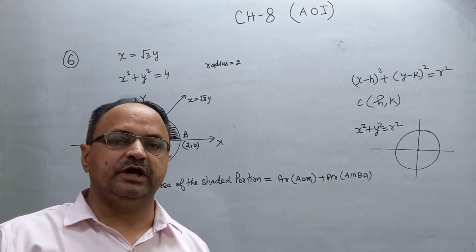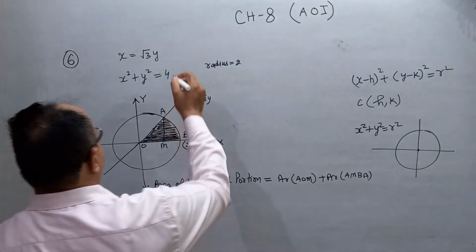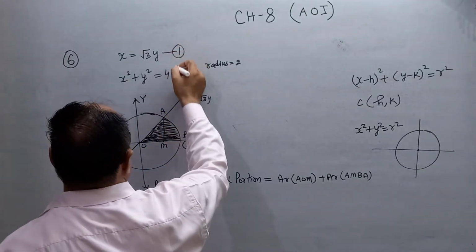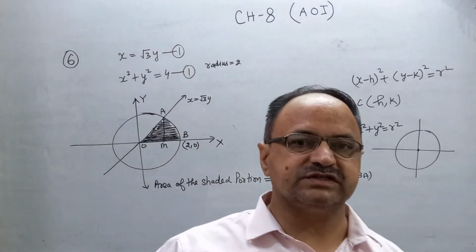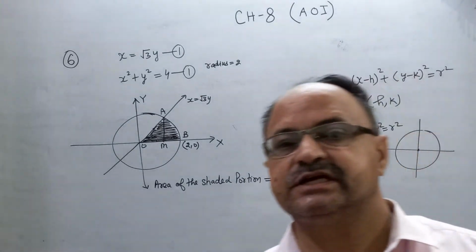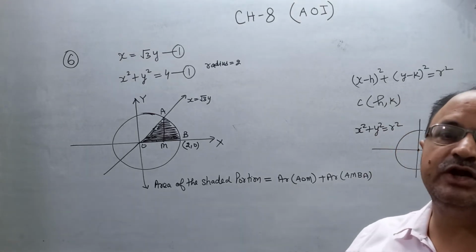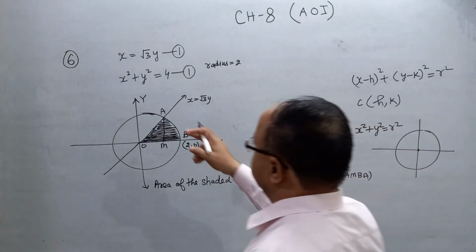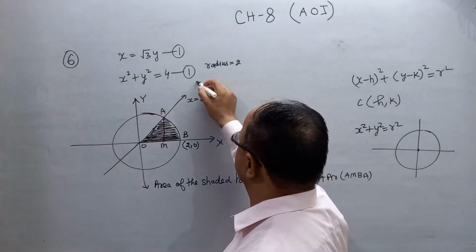You can find the coordinate of A using equation number 1 and 2 both, because the point A is the intersection of circle and line. So with the help of both equations you can find the coordinate of A. Put the value of x here.